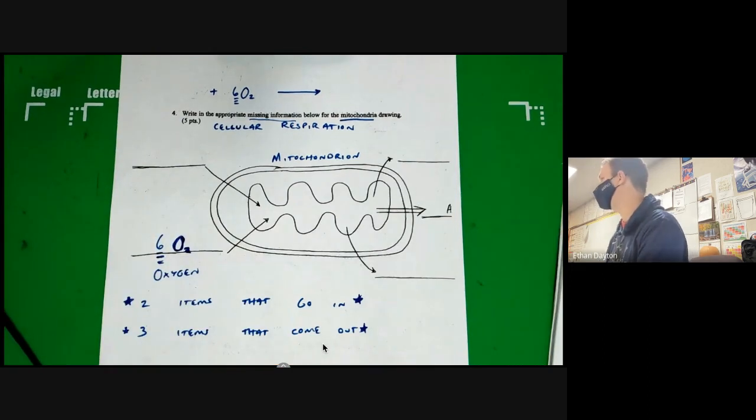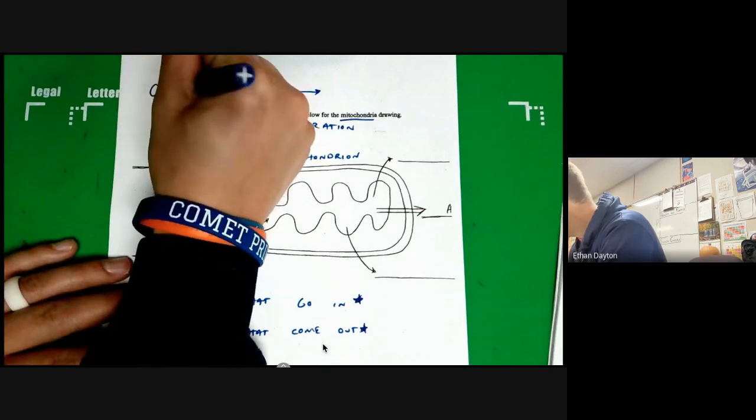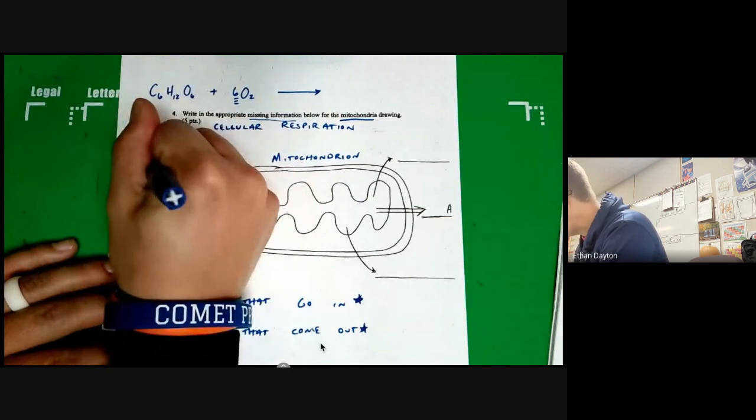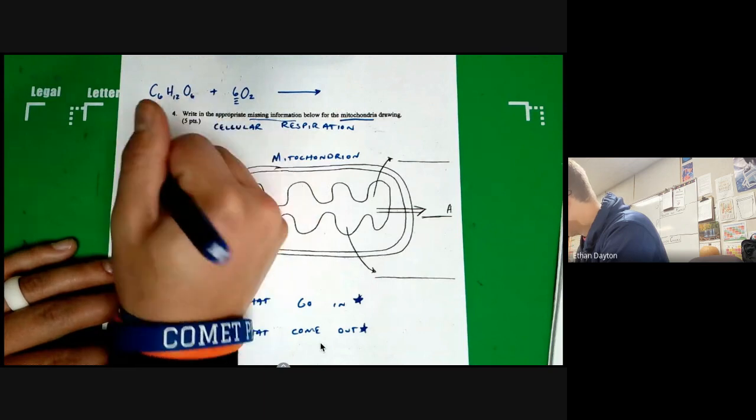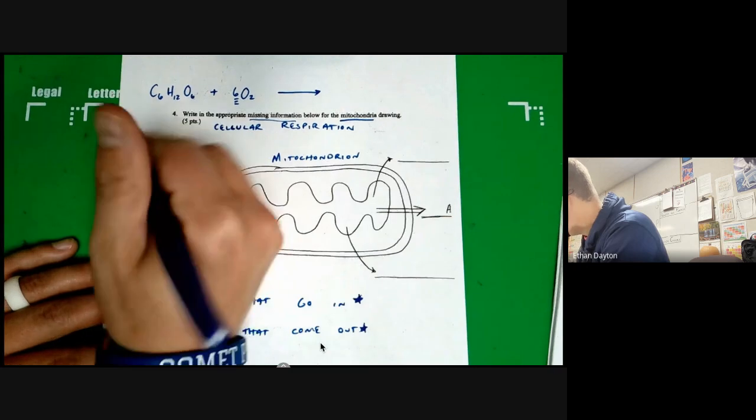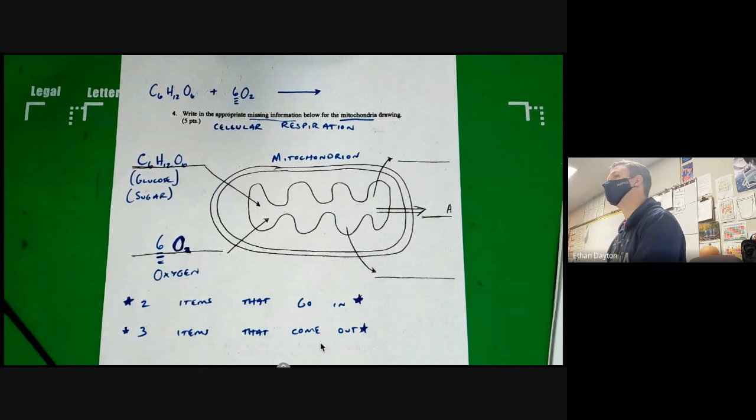All right, what's another thing that goes in? What's necessary? Go ahead, Faith. Glucose. Glucose, the formula is C6H12O6. Or glucose. So you could write that C6H12O6. That is glucose or sugar. Those are the 2 things that go in. Do you know those things? Yes. Most of us probably knew those things. We've studied this a lot.